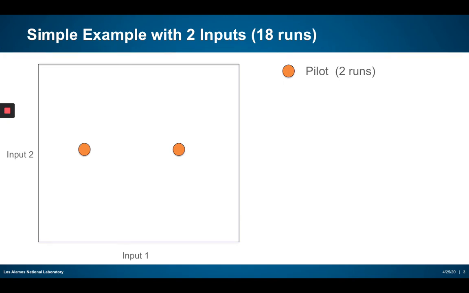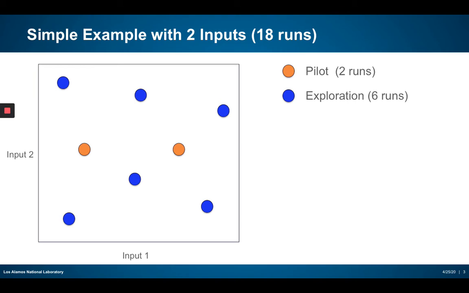So let me illustrate that with a very simple example with two inputs. We're going to collect a total of 18 runs. In the first stage, we collect 2 pilot runs. This is just establishing that, in fact, we have the capability to collect the data that we want. In the second phase, we do exploration, and you can see that this is a space-filling design where we've put our 6 runs throughout the input space.